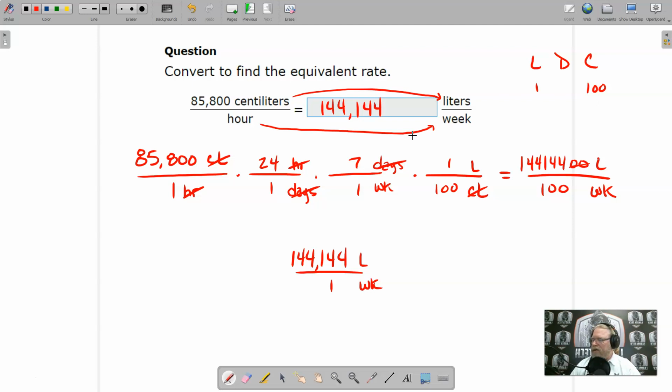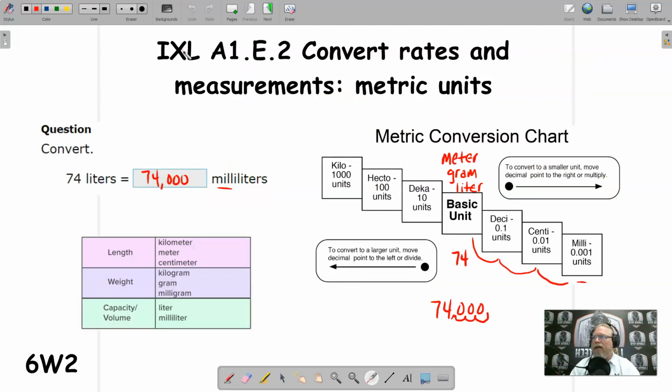So that completes all of my examples for IXL Activity A1.E.2 Convert Rates and Measurements using metric units. Remember, the key is either memorize this table or keep it handy so that you know how many units of what makes what. Understand that if we're moving to the right, the decimal moves to the right. If we're moving to the left, the decimal moves to the left. And it's all the concept of using these prefixes like kilo and centi and milli along with the root words, or that is to say the base units there. All right. And that's pretty much the metric system. So good luck with your activity.